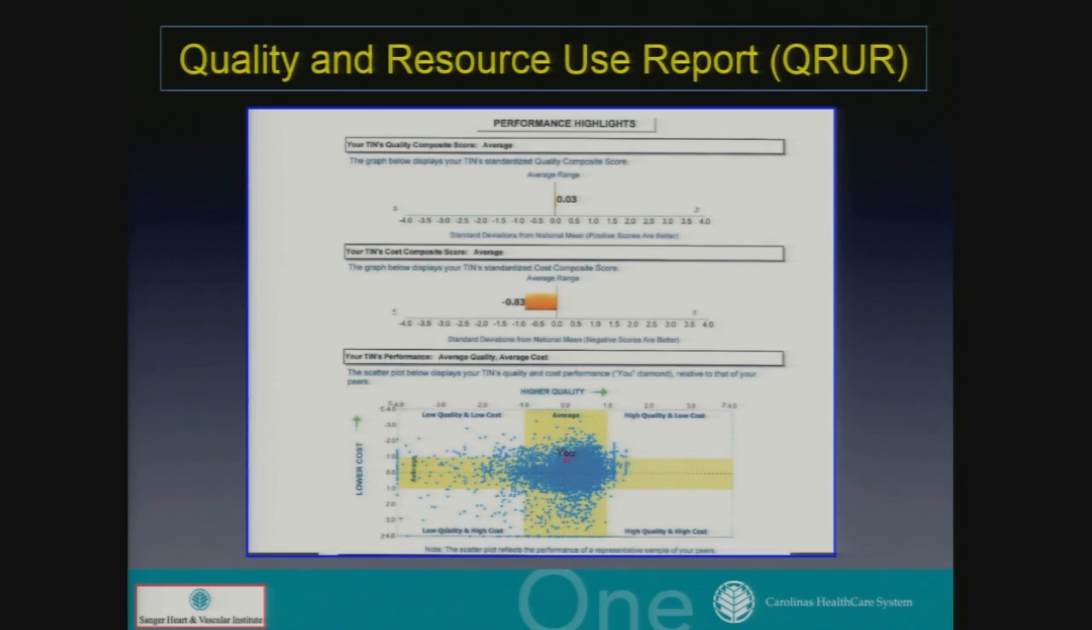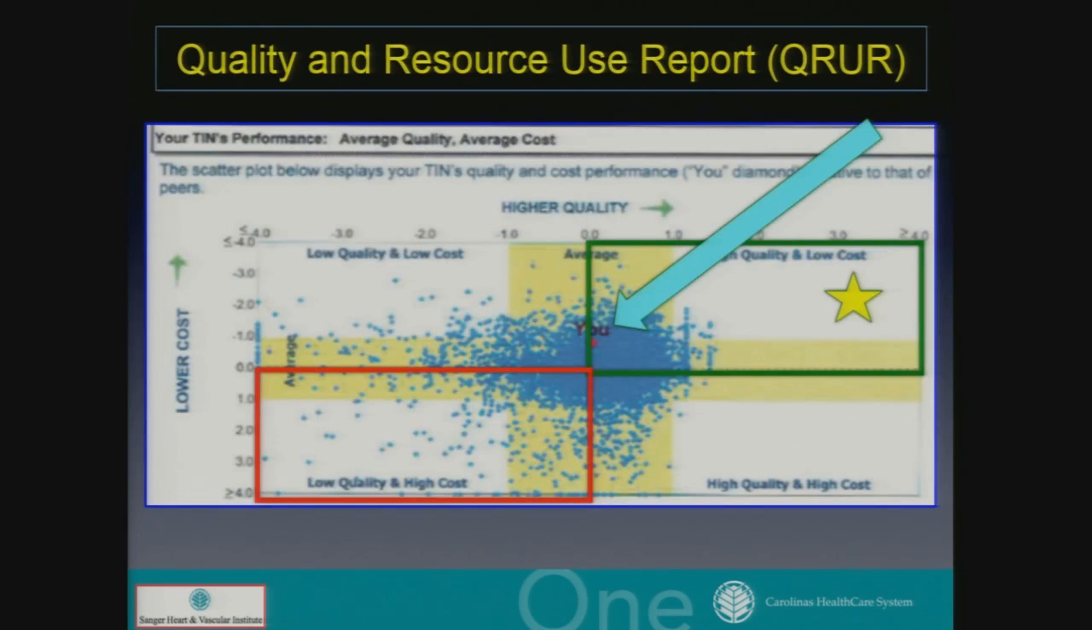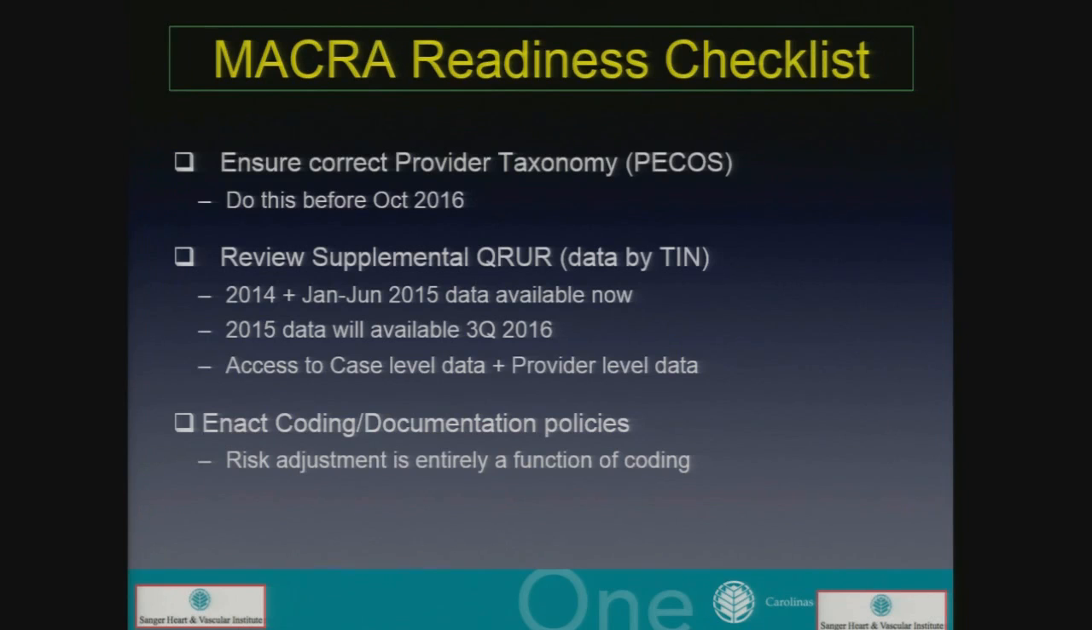This happens today, and this is what a QRUR report looks like. To take some of the complexity out of it, all the blue dots are the tax ID numbers of various providers across the nation, and in this example, that little red dot is just one tax ID number. Ideally, if you were a low-cost, high-quality provider, you would be up in the northeast quadrant, and if you're a high-cost, low-value provider in terms of quality, you would be in the southwest quadrant. It's based on this that the scoring is generated today. This is going to be the basis for how payments come forth in the MACRA environment.